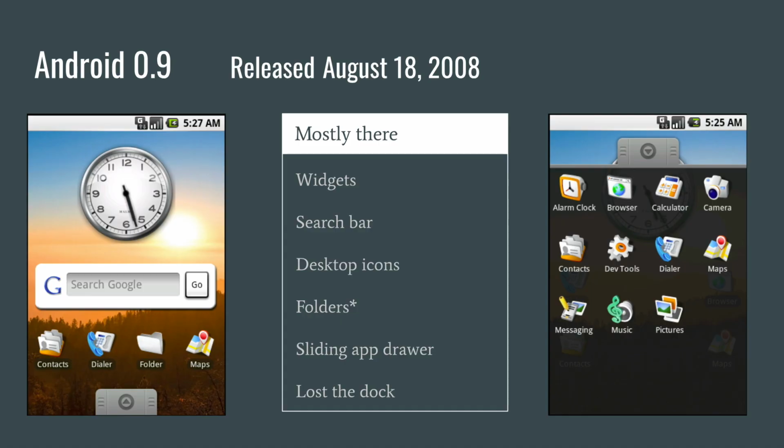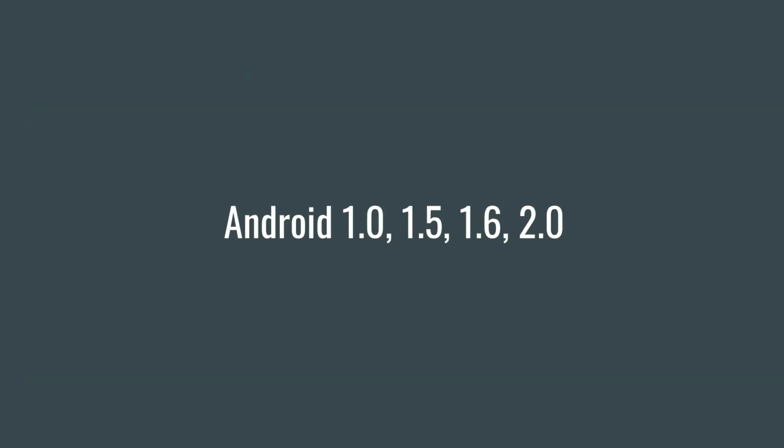We had back then a lot of what we have today. We had widgets, search bar, desktop icons. We had a form of folders. They've gone away and changed, but they were there. Sliding app drawer, but there's no dock. So 1.0, 1.5, 1.6, 2.0, there weren't that many changes, except Cupcake, 1.5, had live folders.